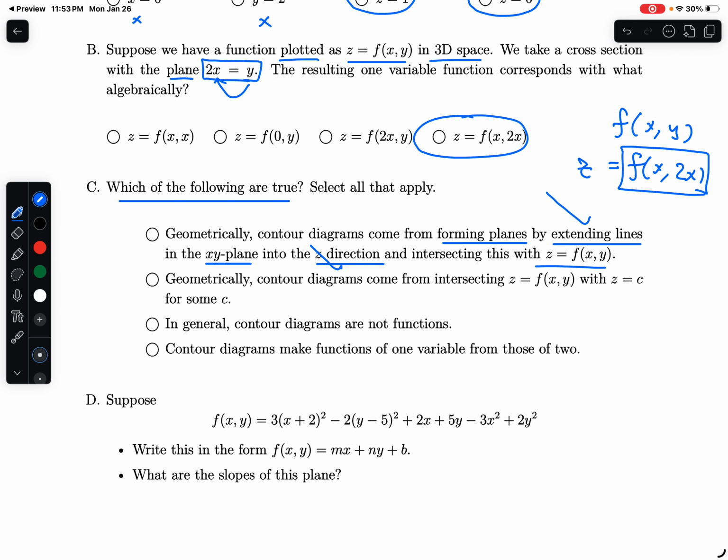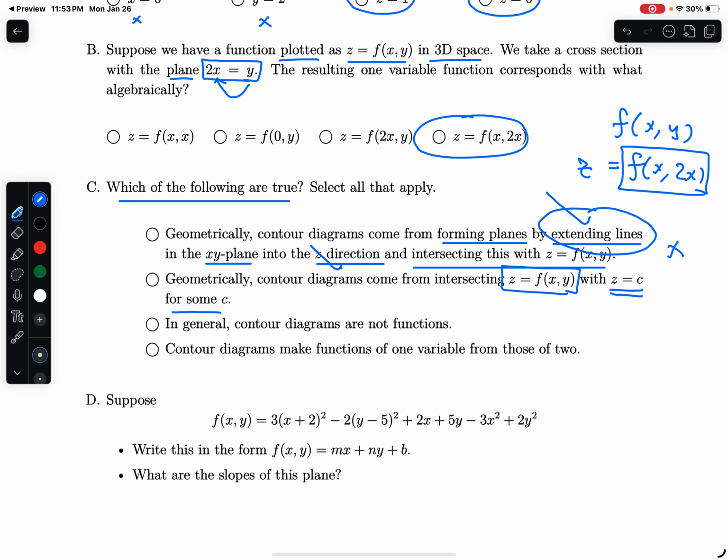Now what are the slopes of this plane? Obviously the slope in the x direction is 14 and the slope in the y direction is 25. So this was like a simplification question, and we don't need to use any mathematical tools here.